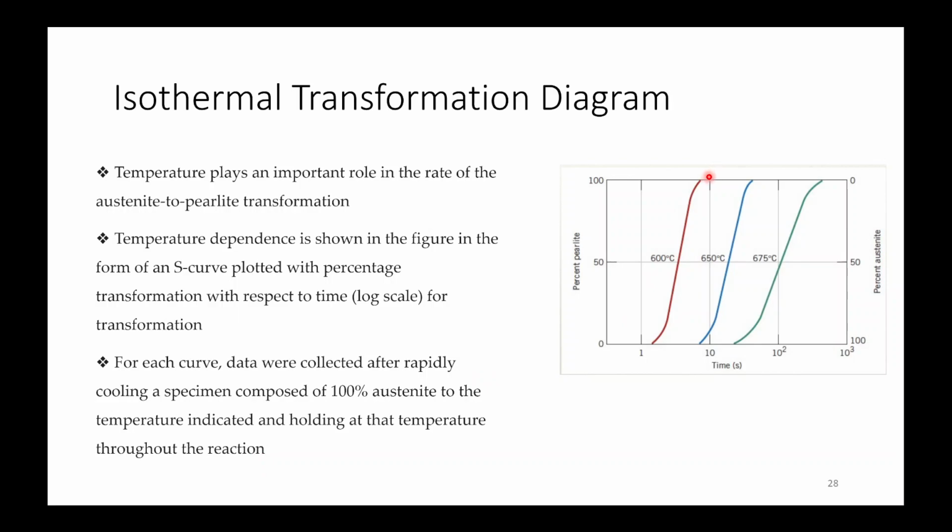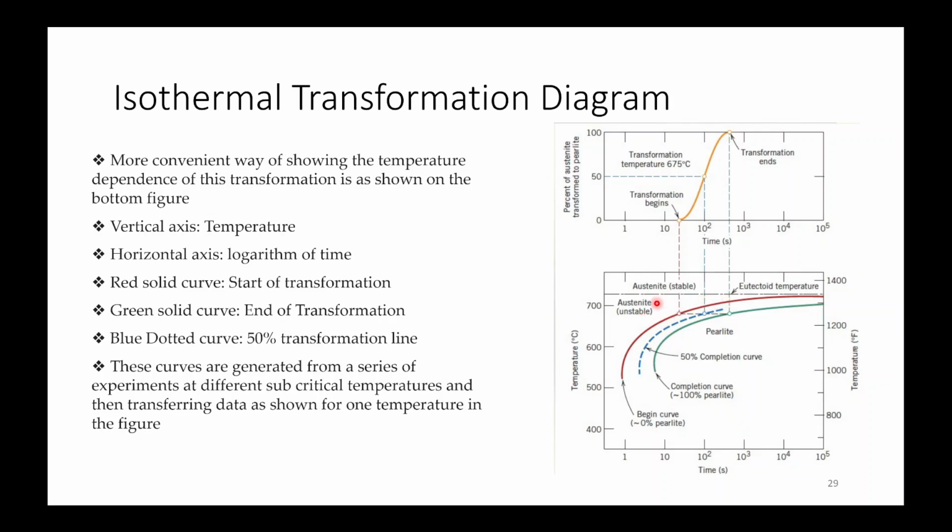So up to 100% transformation, it is kept at 600 degrees Celsius up to this time, up to a longer time, and after that it is quenched to room temperature. Now this is at 600 degrees Celsius, this is at 650 degrees Celsius, this is at 675 degrees Celsius. Like that you have to plot for all temperatures. Now these S curves are extended to make these TTT curves, isothermal transformation diagrams.